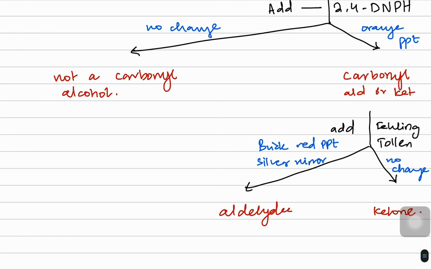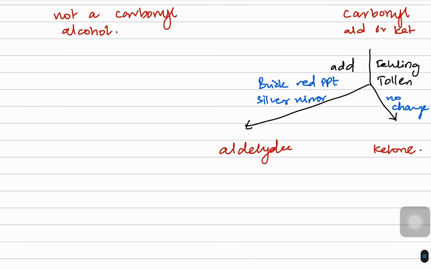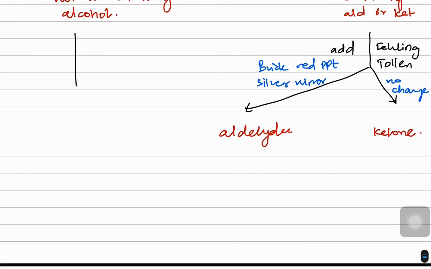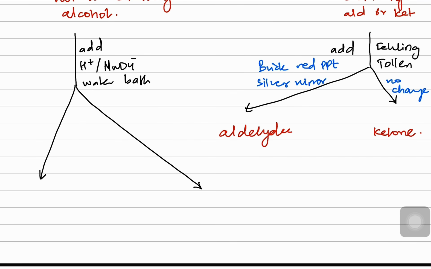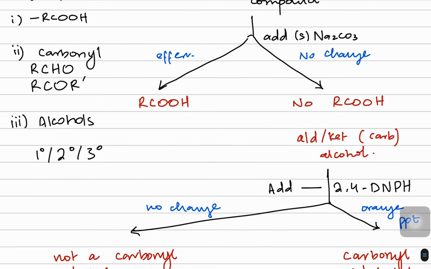Now, moving on, what if you had got no change with 2,4-DNPH? It means it could be an alcohol, right? So what could you do? You could add acidified manganate with a water bath. What would happen? Either you would get no change, or you would see it getting decolorized.